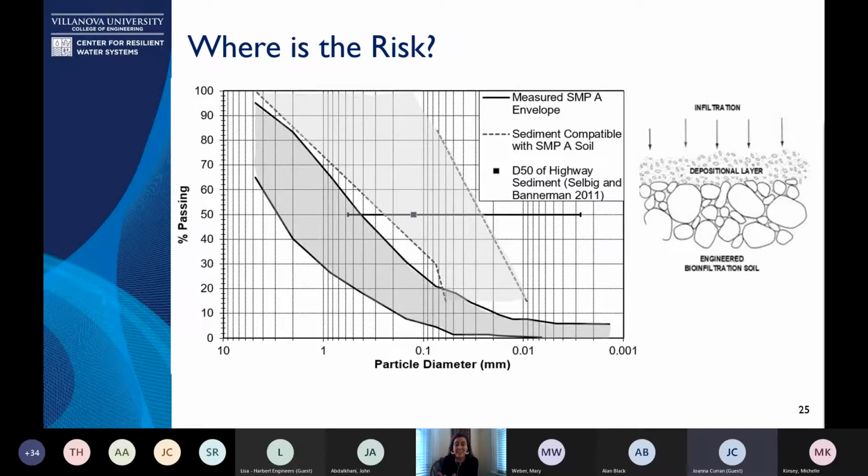Knowing the D50 doesn't give you the whole PSD, obviously, right? But what that tells us is how at risk you might be in terms of clogging your media for your soil.